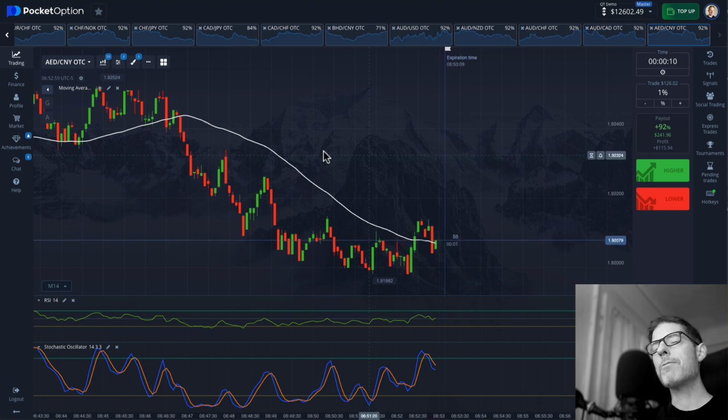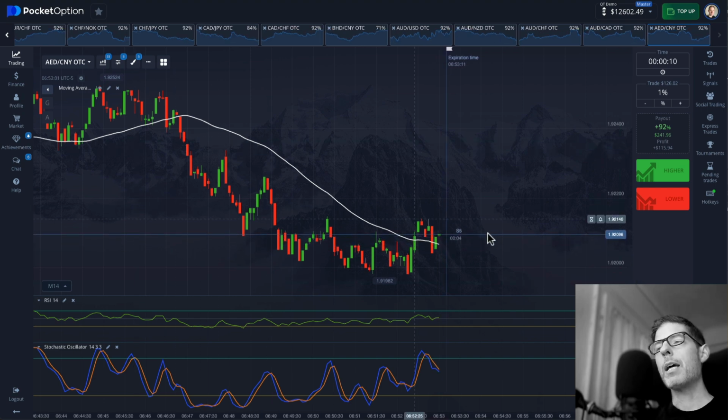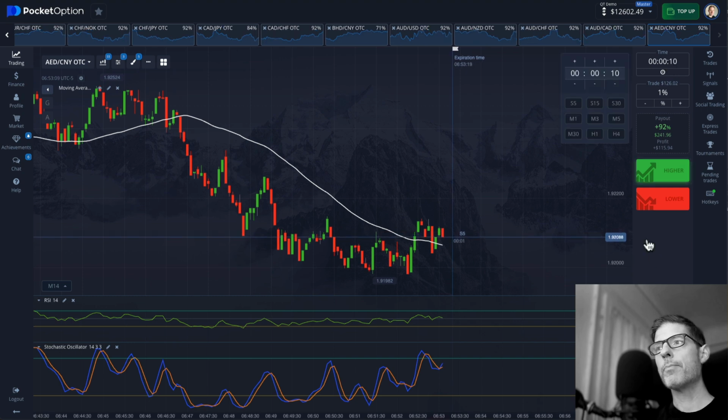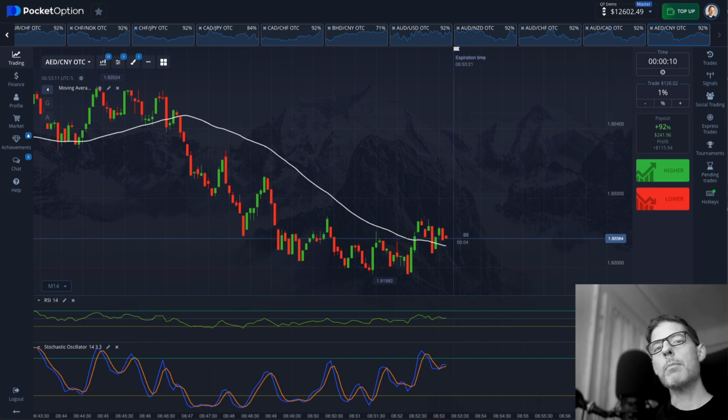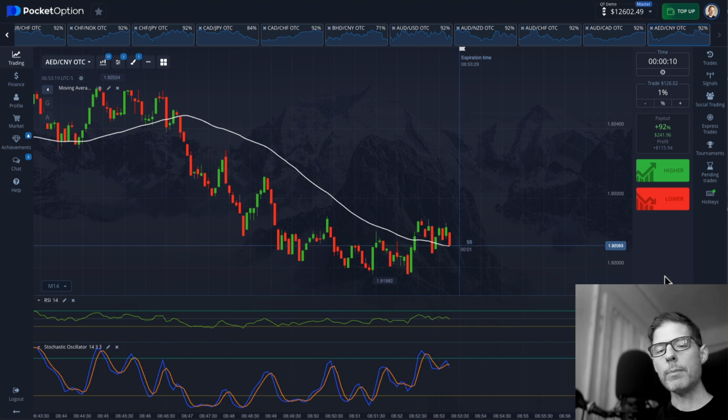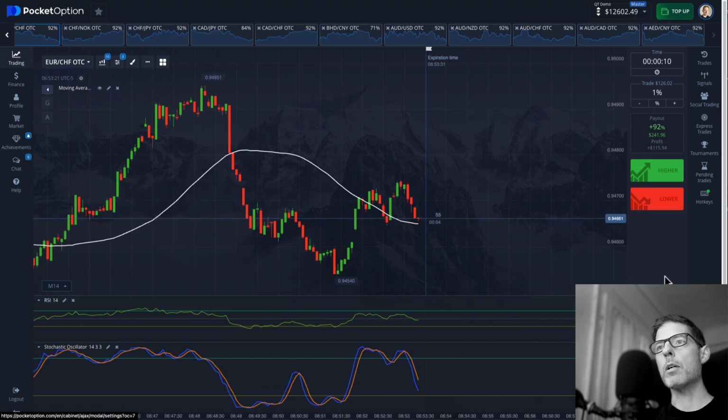Now I'm using the 5-second charts, and I'm also using a 10-second expiration. 10-second expiration or 10-second countdown right here. And the 10 seconds gives me just a little bit more time, so we can call this a 10-second stochastic strategy. I'm also utilizing the RSI as well. Let's find another chart.